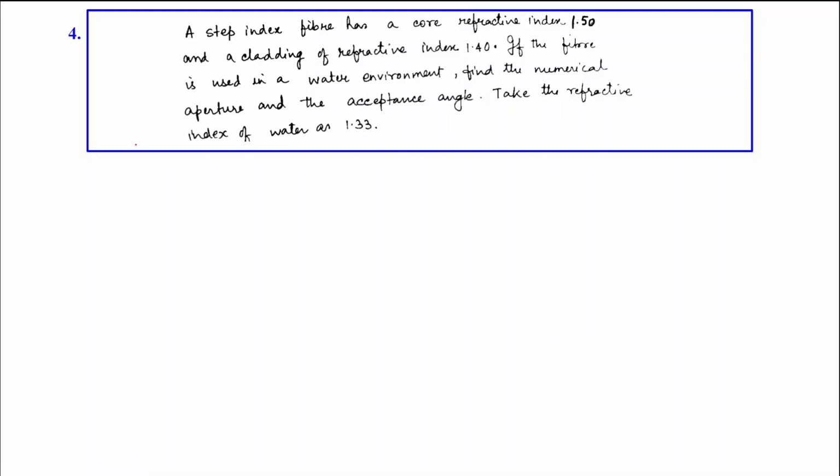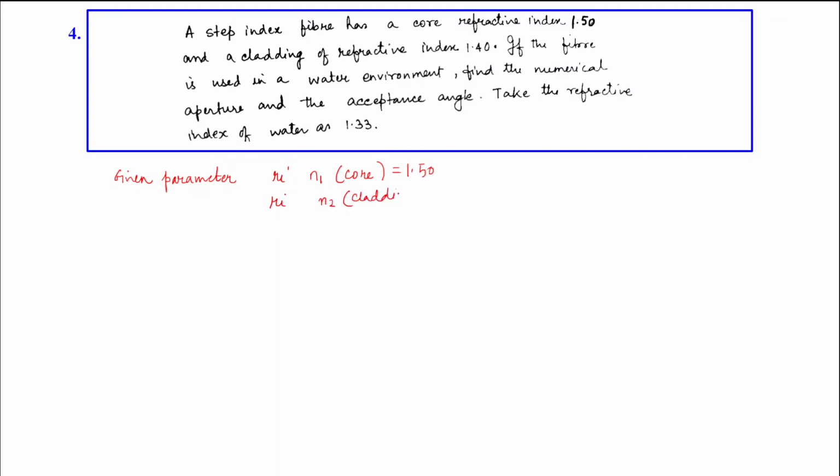So our first problem is: a step index fiber has a core refractive index 1.50 and a cladding of refractive index 1.40. If the fiber is used in a water environment, find the numerical aperture and the acceptance angle. Take the refractive index of water as 1.33. So let us see the given parameters.